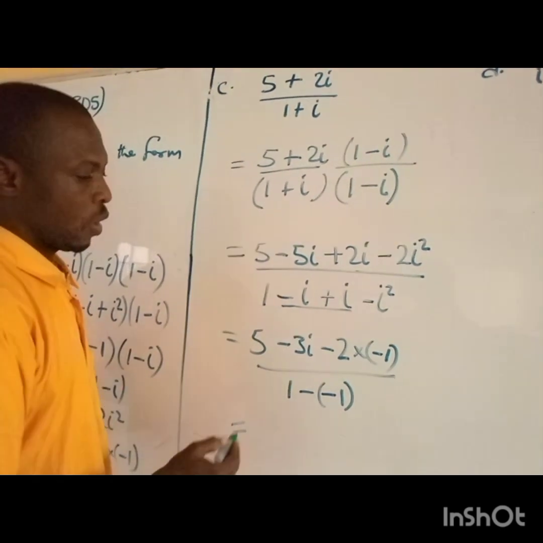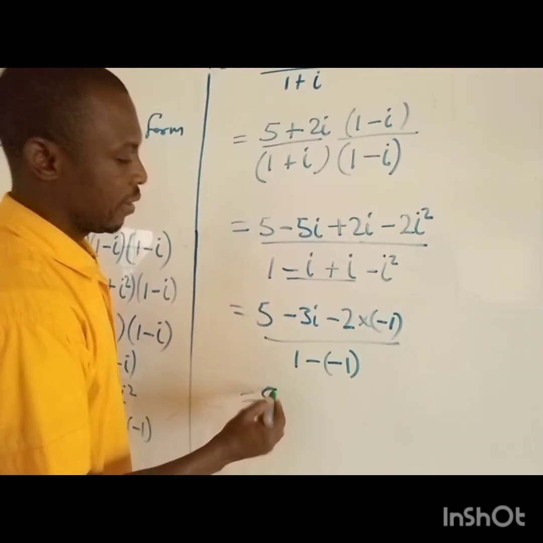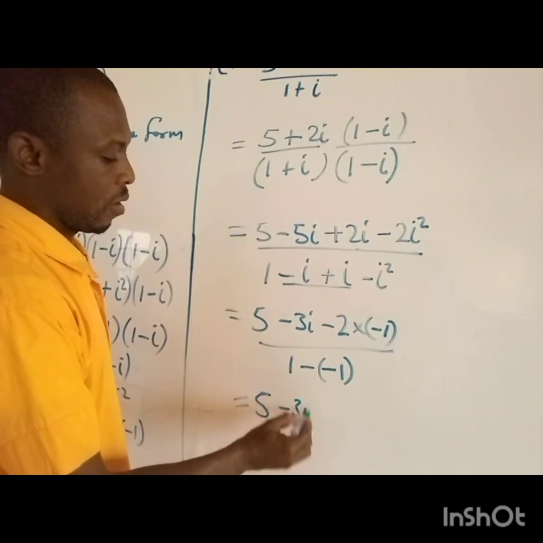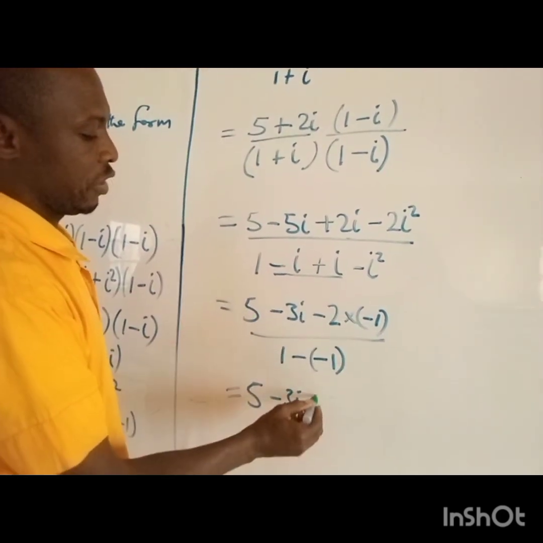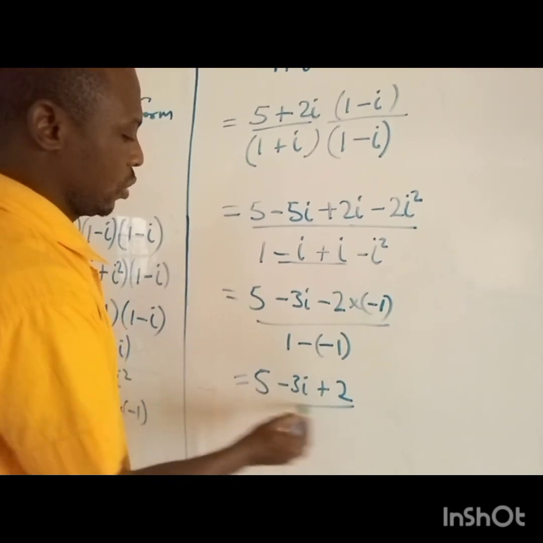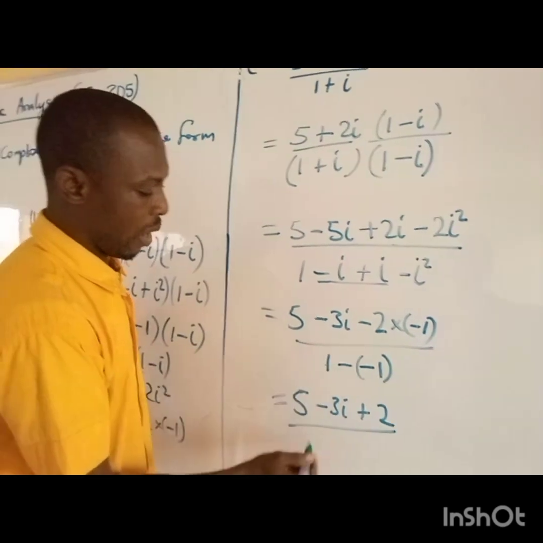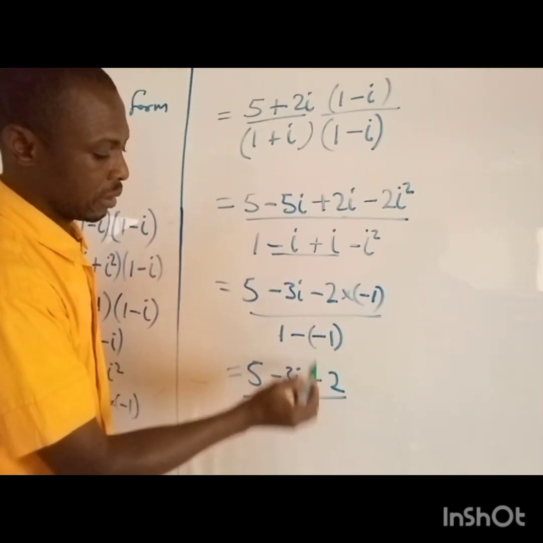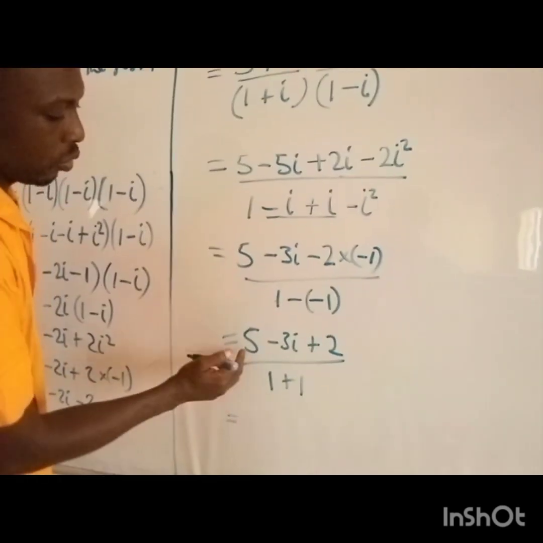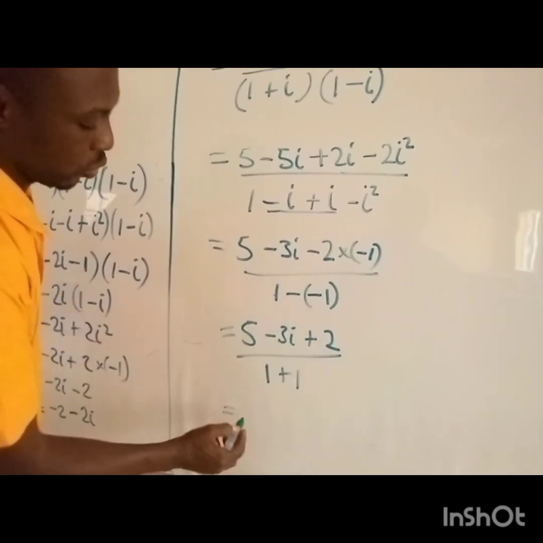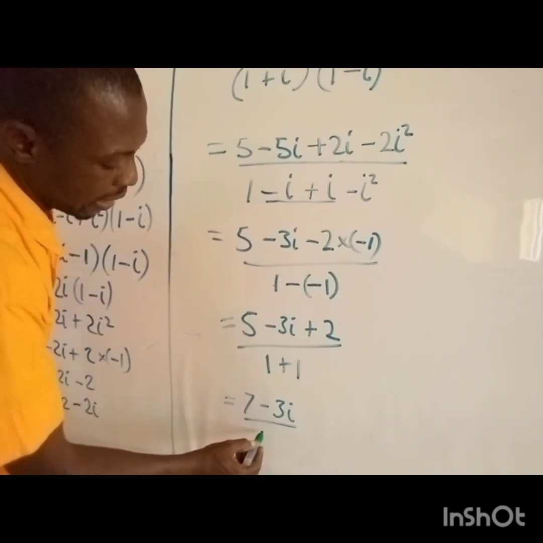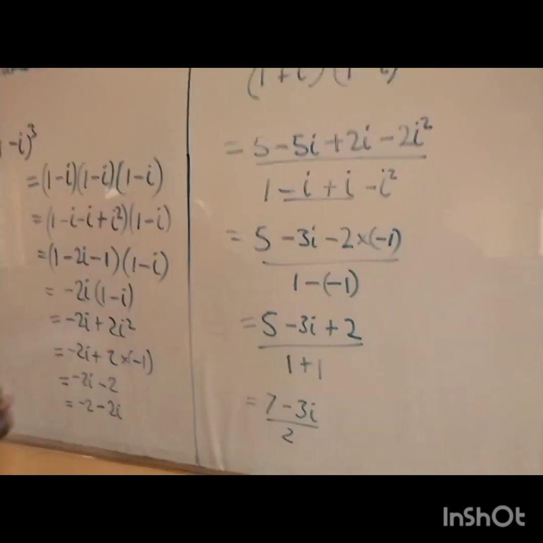Take note of that. So we have 5 minus 3i, minus times minus becomes plus. 2 times 1 is 2. So this becomes 1 plus 1, because minus times minus is plus. So 5 plus 2 gives us 7 minus 3i over 2. This becomes our result for C.